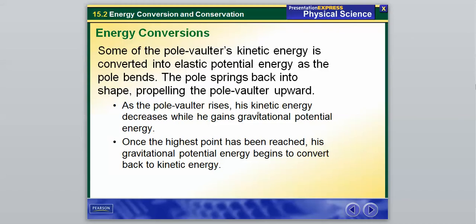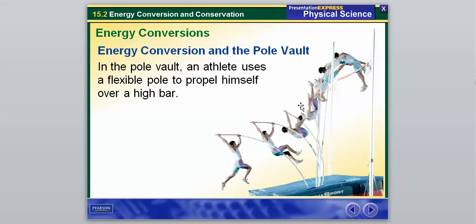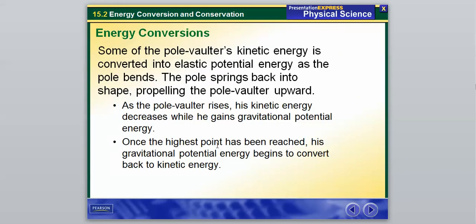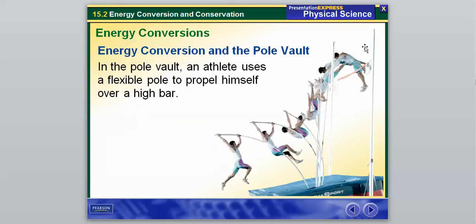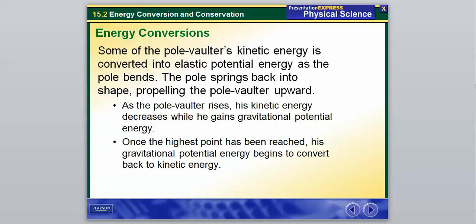And as he rises, his kinetic energy decreases while he gains gravitational potential energy. So as he's going up and up and up, again, the kinetic energy is being converted now into gravitational potential energy. And then once the highest point has been reached, his gravitational potential energy begins to convert back to kinetic energy. And that's going to be, again, right here, maximum gravitational potential energy. And then he's going to fall down onto that mat, and all that energy is going to be converted back into kinetic energy. So that's an example of a pole vaulter.